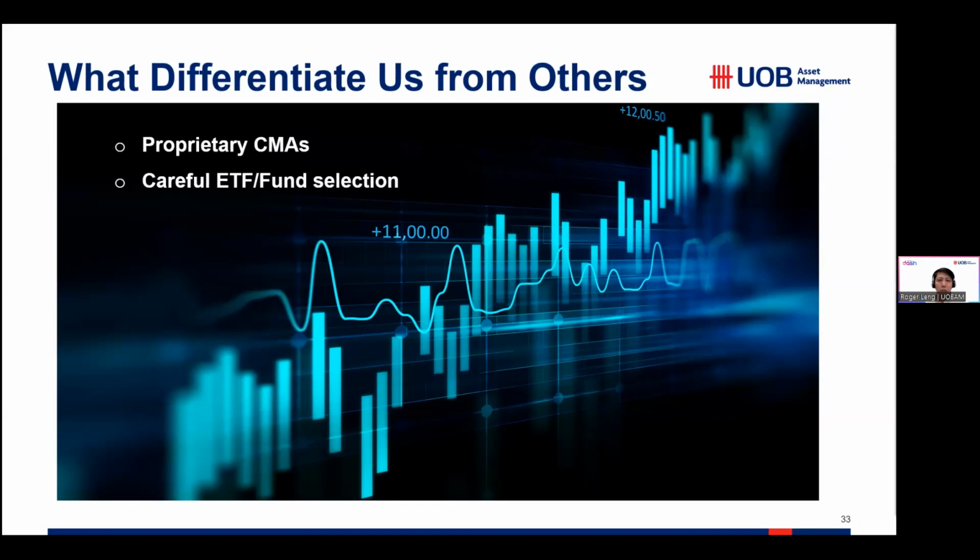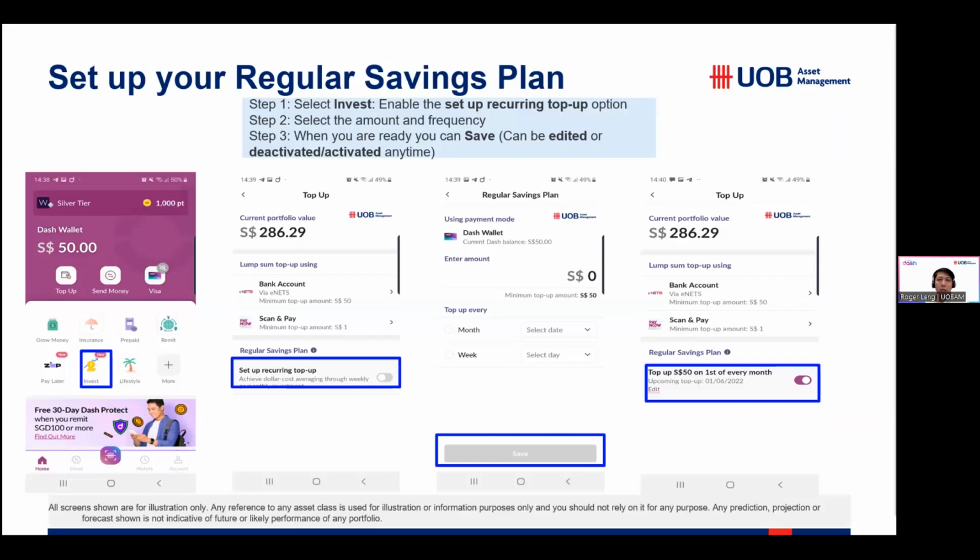Next. I touched a little bit on the key features, and I just wanted to quickly share how you can get started in setting up a regular savings plan. On your left, this is how the Dash app looks. Like I mentioned earlier at the start of the presentation, the Invest tile icon is on the second row, second from the left. Once you tap onto the icon itself, there's this setting up a recurring top-up option. Please select it as well.